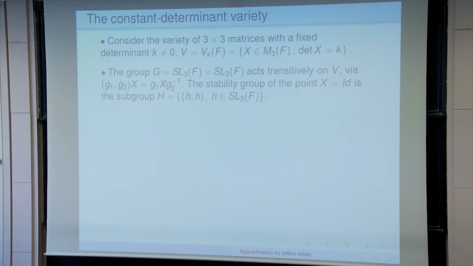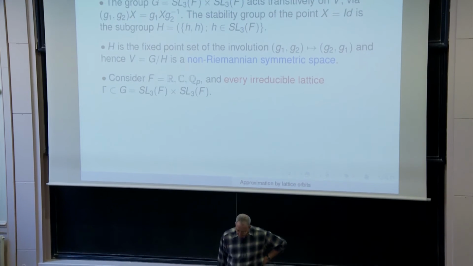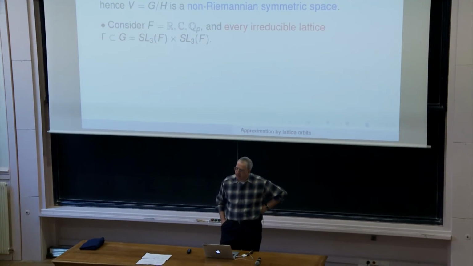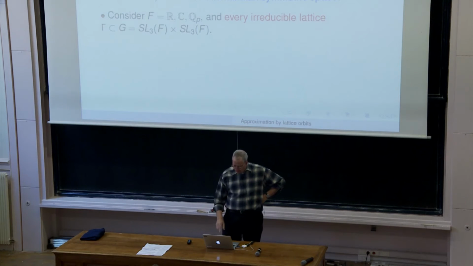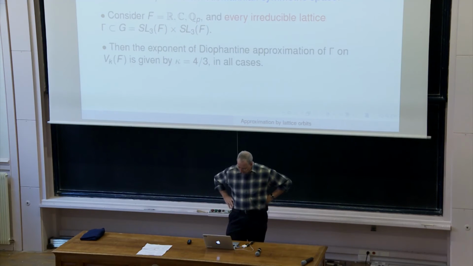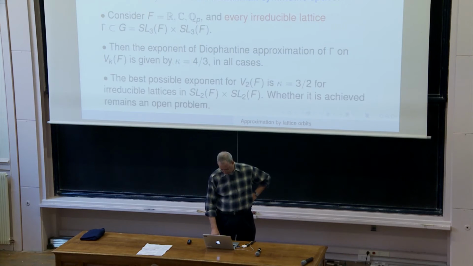The stability group of the point X equals the identity is the diagonal subgroup H, such that H is in SL3. And H is the fixed point set of the involution (g1, g2) goes to (g2, g1), and hence V equals G mod H is a non-Riemannian symmetric space. And once again, for the fields, let's say R, C, or QP, and every irreducible lattice, this is of course a very important assumption, gamma contained in G, which is now SL3 times SL3, the exponent of Diophantine approximation of gamma on V_K(F) is given by kappa equals 4/3 in all cases.